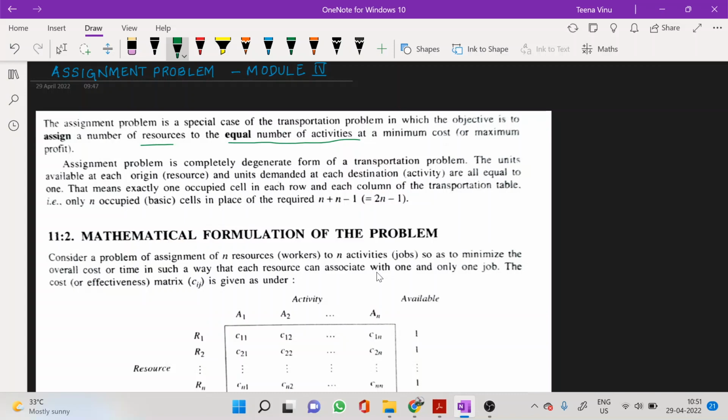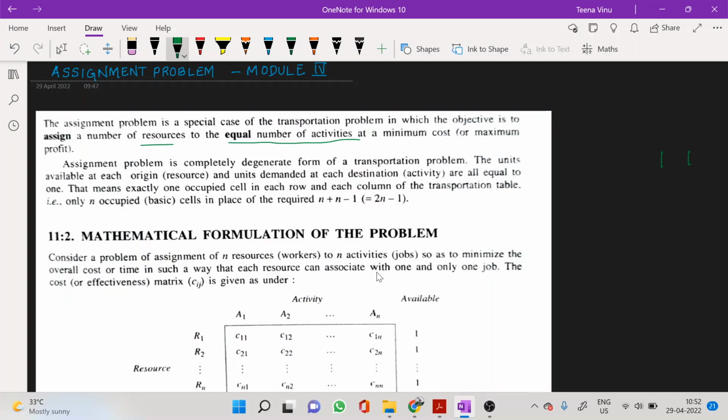Again, another difference is in transportation problem, we know that there are different capacities at different origins, there are different demands at different destinations, and the only thing is the total supply should be equal to the total demand. So that's where the transportation problem is said to be balanced. But in assignment problem, the demand at each point will be 1, and the supply at each point will also be equal to 1. The reason is explained in this following paragraph.